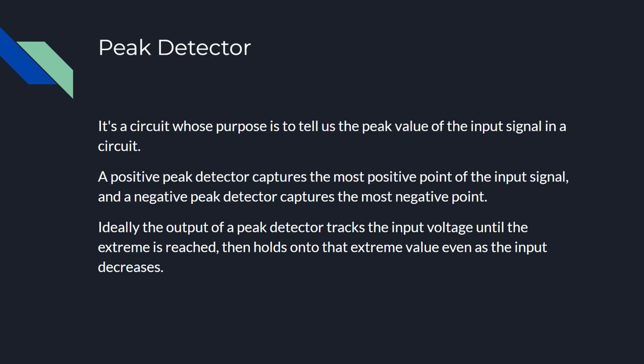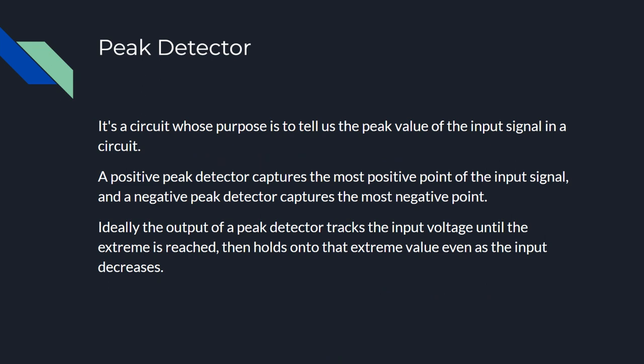A positive peak detector captures the most positive point of the input signal and a negative peak detector captures the most negative point. Ideally, the output of a peak detector tracks the input voltage until the extreme is reached and holds on to that extreme value even as the input decreases.